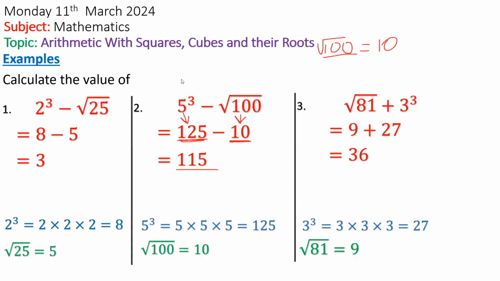Yes, sir. I need you to explain number 1. How we got 3. Yes, sir. So the first thing we do is we multiply 2 times 2 times 2, which is 8. And then after that, we find the square root of 25, which is 5. And then after that, we subtract 5 from 8, which is 3, which gives us our final answer of 3. Very good. Thank you.